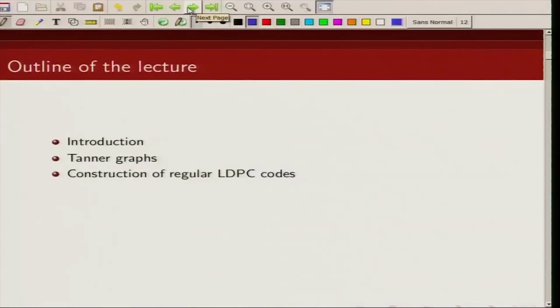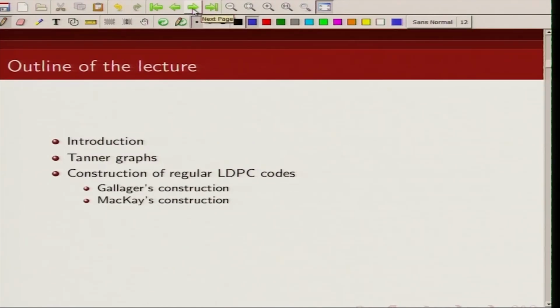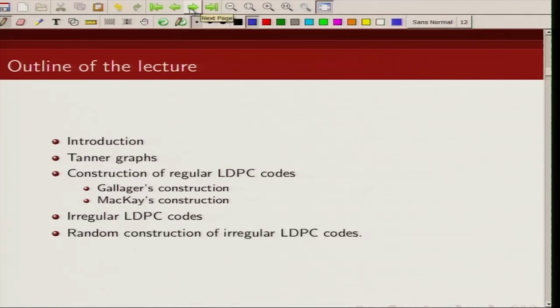Then we will talk about what a regular LDPC code is, and we will give some simple constructions of regular LDPC codes. Then we will talk about irregular LDPC codes, and again we will give some very simple constructions of irregular LDPC codes.